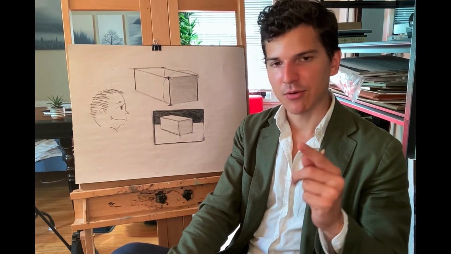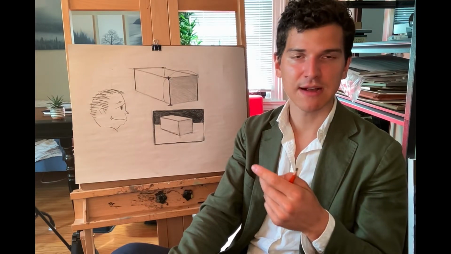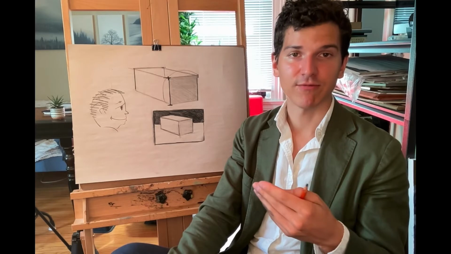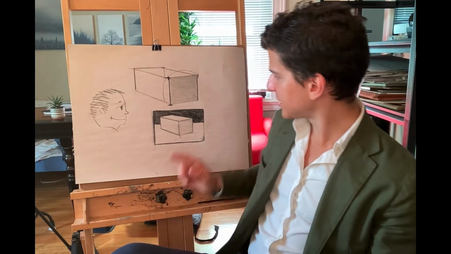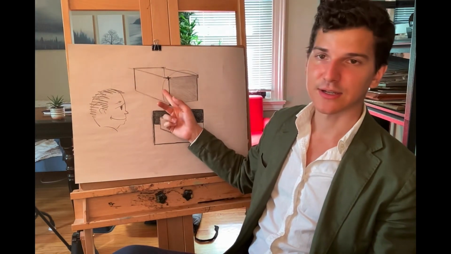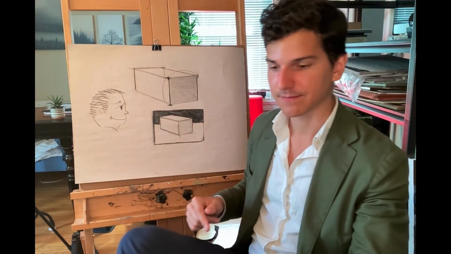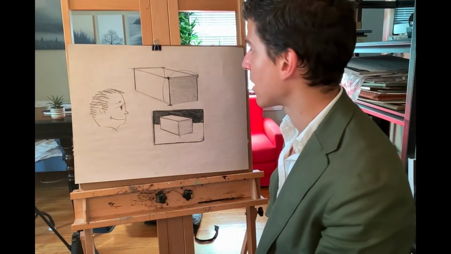So I'm going to show you two ways of checking proportions. One is the way you can check with photographs, and the other is when you're working from life. Okay, so this will represent the photograph that we're going to be working from, and this will be our drawing. So let me demonstrate how we're going to go about this.